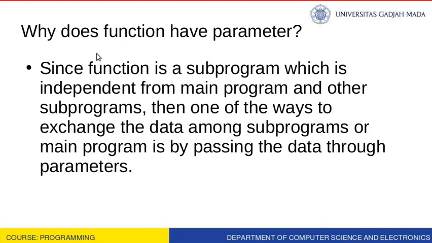So why does a function have parameters? This is the reason: a function is a subprogram which is independent from the main program and other subprograms. One of the ways to exchange data among subprograms, or with the main program, is by passing the data through parameters.